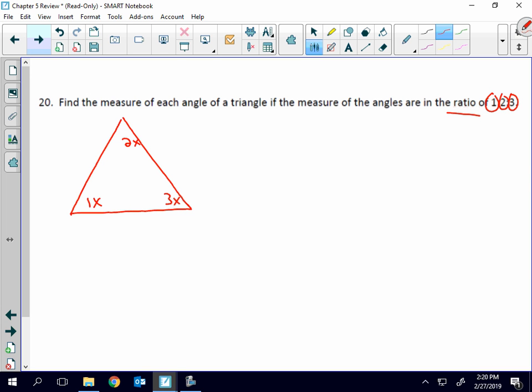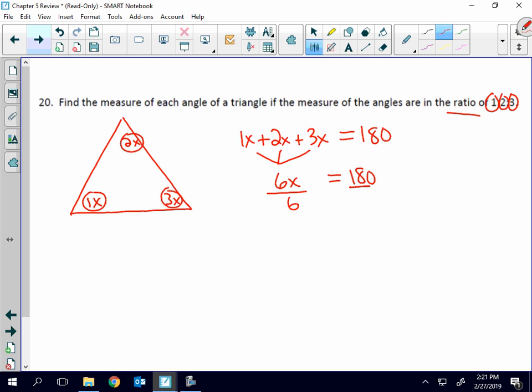And you should know that all 3 angles add up to 180 degrees. So let's add them up. There's one x, plus another one, 2x, plus the third one, 3x. We can solve for x, and then we'll be able to find the measure of each angle. Well, these are all like terms. 1x and 2x and 3x is a total of 6 x's. And to solve for x, we just need to divide both sides by 6. And x equals 180 divided by 6, which is 30.